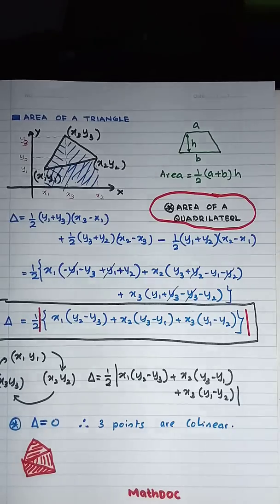Those are the important theorems that come with coordinate geometry. These theorems are directly related with straight lines as well as circles. So that's all about coordinate geometry theorems.